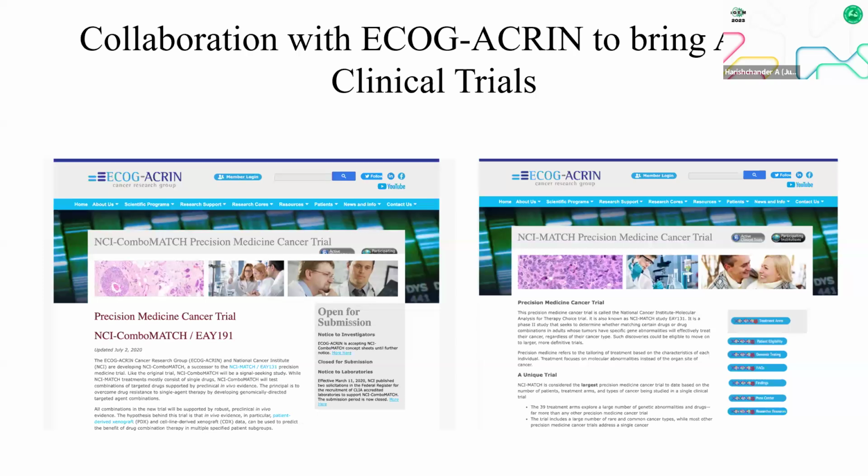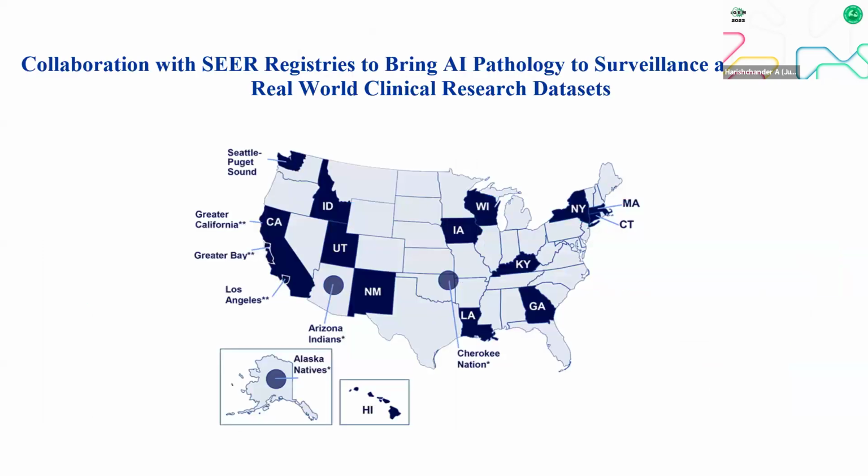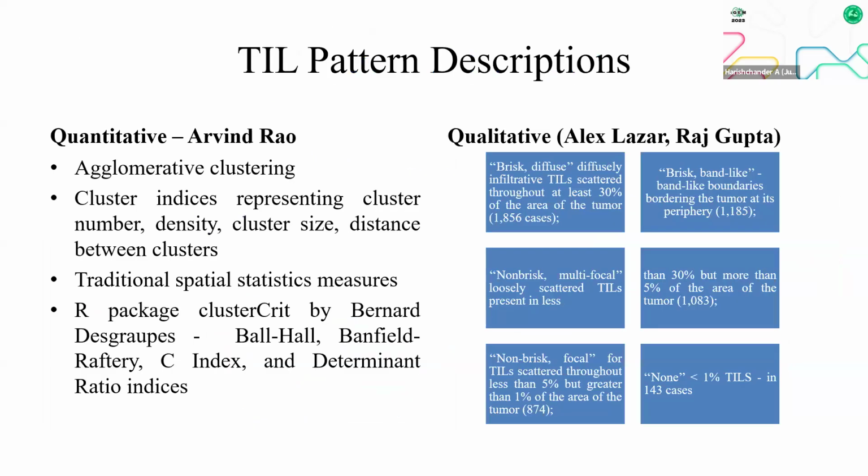And apart from the initial collaboration for breast cancer, there are additional collaborations with clinical trials also, which bring the AI component to the next level. And NIH is also one of the lead supporters here. And we have collaborations in various research places to do the complete study. And the patterns are both qualitative as well as quantitative. And the initial paper for qualitative discussion was from Alex and Raj, and the quantitative was from Arvind.